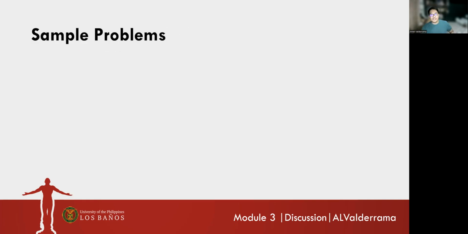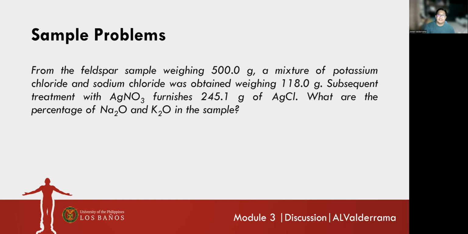Okay, so now let's proceed to our sample problems. First, from a feldspar sample weighing 500 grams, a mixture of potassium chloride and sodium chloride was obtained, weighing 118.0 grams. Subsequent treatment with silver nitrate furnishes 245.1 grams of silver chloride. So what are the percentages of sodium oxide and potassium oxide in the sample?